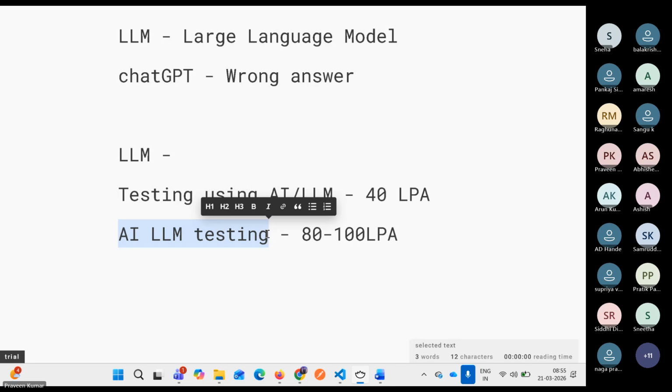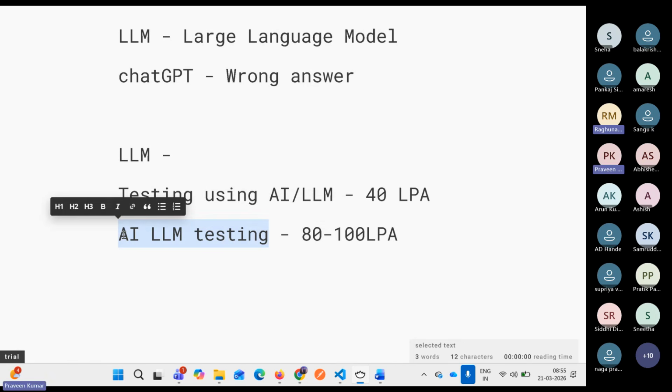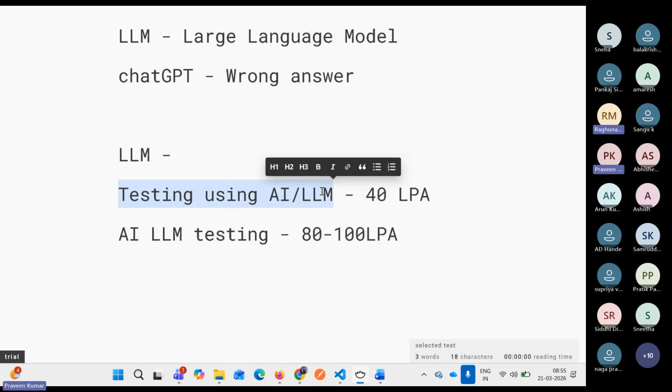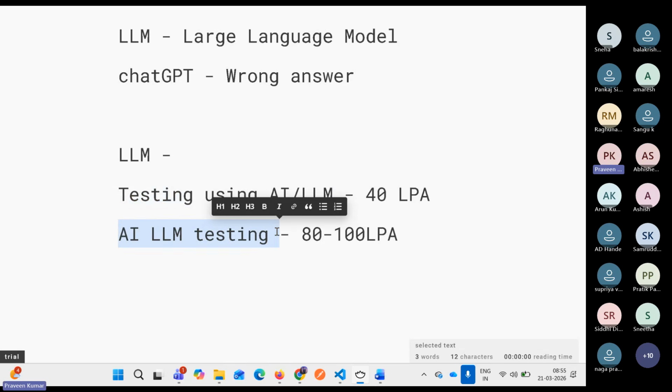Okay, this is not so easy. For a normal tester, there is one word going around, low code, no code. It is for your UI testing that you're talking about. LLM testing does not have any low code or no code. This is entirely different, buddy.